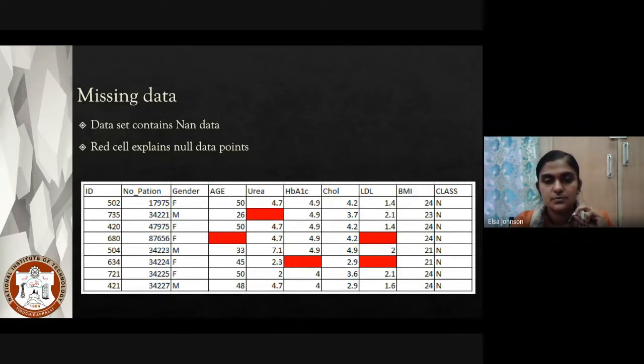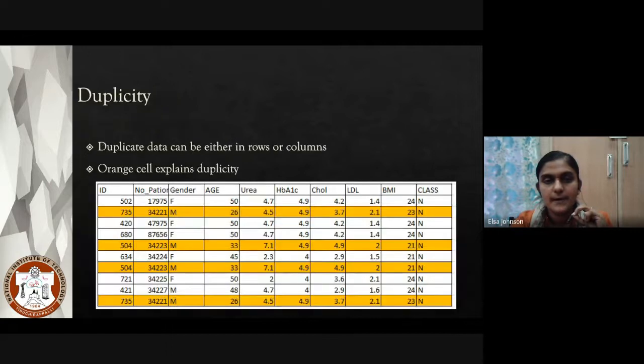So that's the first problem that can come. Next is duplicity. Duplicity can be either in rows or columns. So I have highlighted data which is coming again. That is duplicity. So here, these two rows are coming at the same time, and these two rows are coming. So only one of these rows needs to be kept while analyzing.